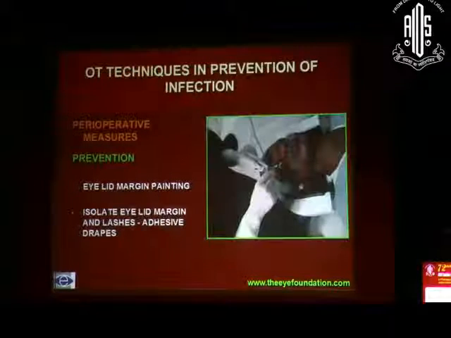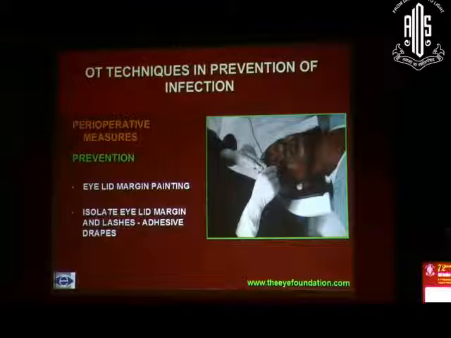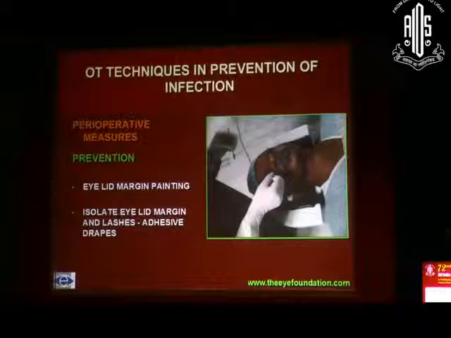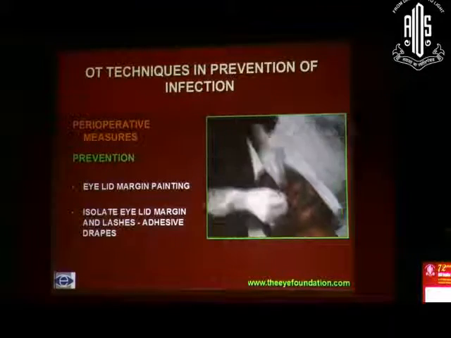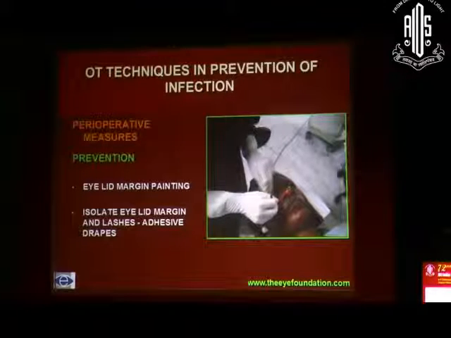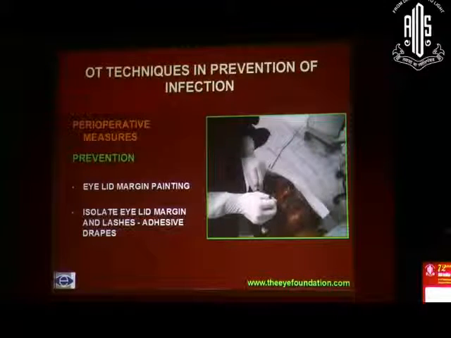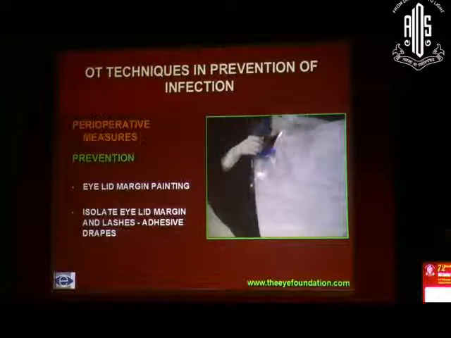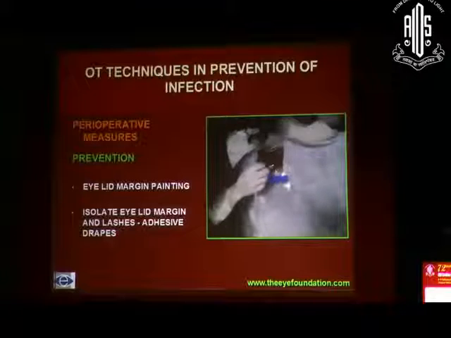You want a film of this povidone iodine to be there and take care of the lid margin. That is important. Where you have the discharges or the opening of the meibomian glands, those have to be taken care of. So you paint the lid margins also and isolate this well with the adhesive drapes when we are using them.